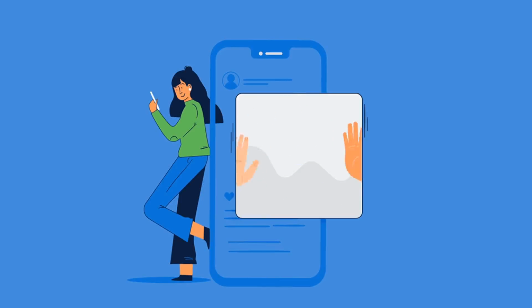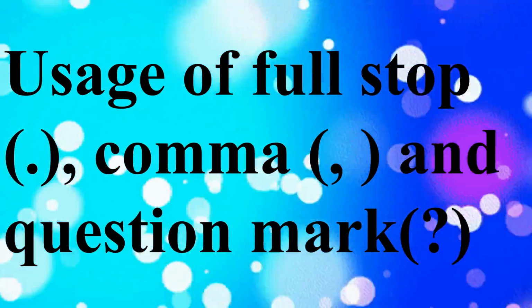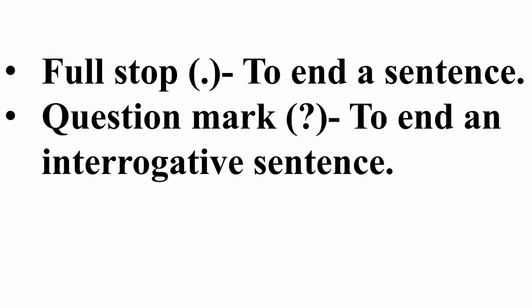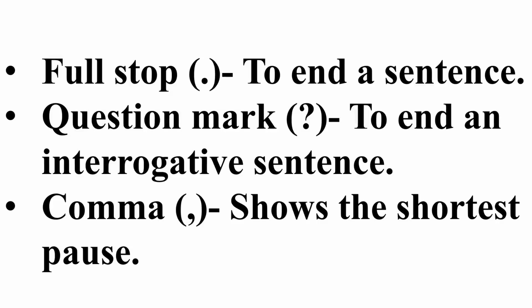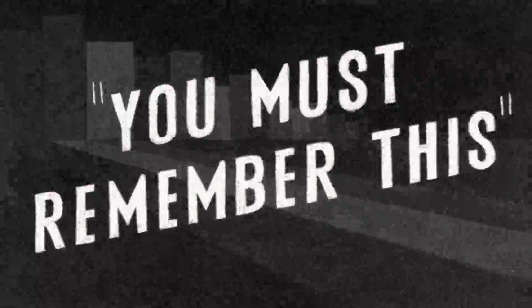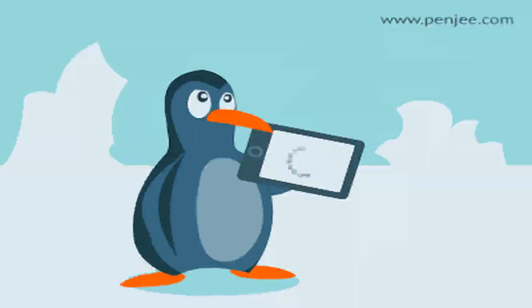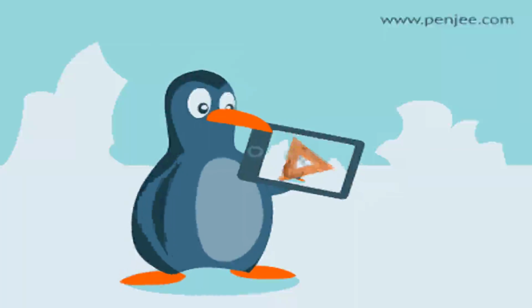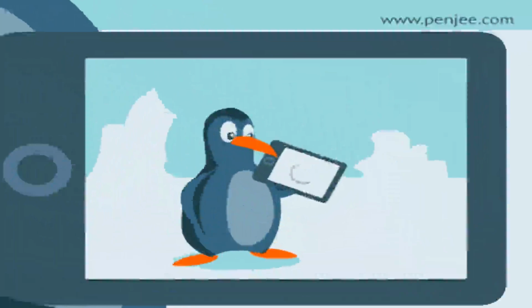In the previous video, we studied the uses of full stop, comma and question mark. We use a full stop to end a sentence. We use a question mark to end an interrogative sentence. We use a comma to show the shortest pause. But you must remember that we never use a comma at the end of a sentence. Now, today we will learn about the other punctuation marks.